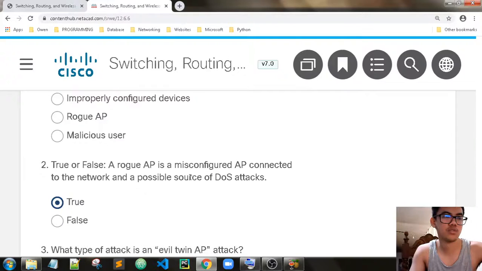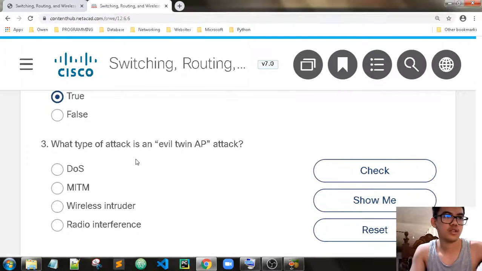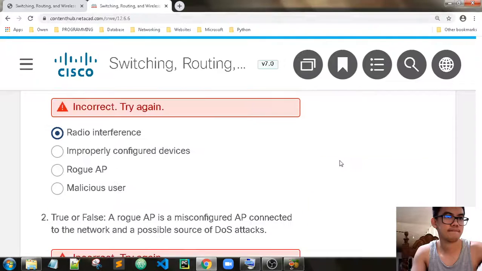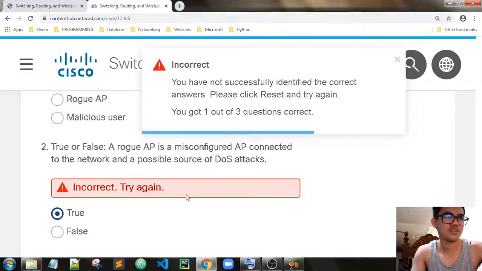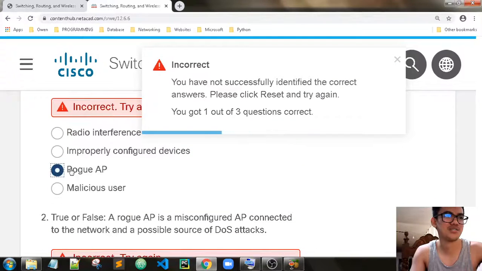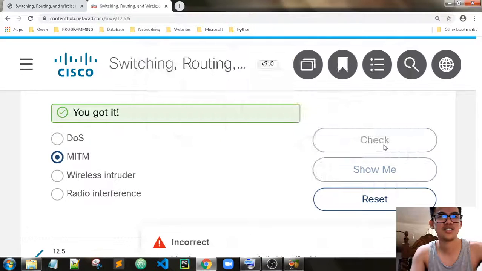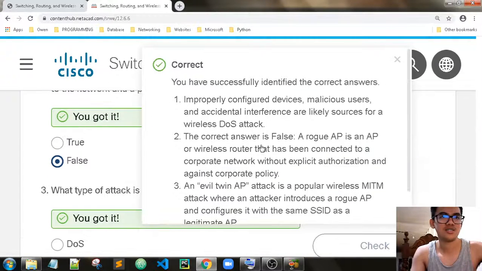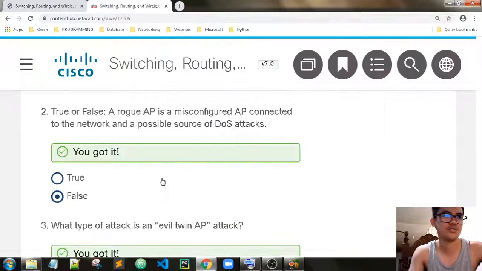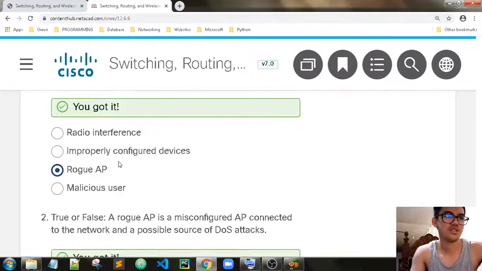Connected to the network. So what type of attack is an evil twin AP attack? Man in the middle attack. Okay, so it should be false for this and then rogue AP. Sorry. Okay, my bad.